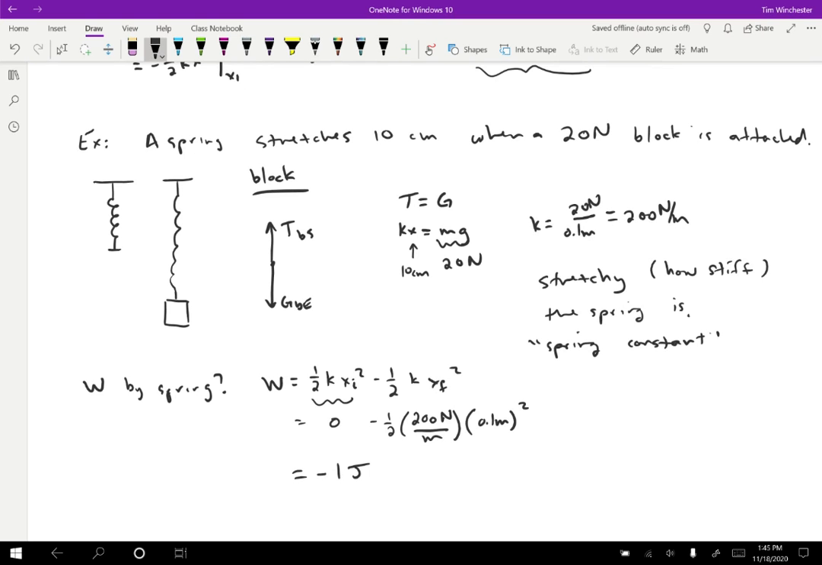That makes sense because the tension force is upwards and the block moved downwards. If we calculated the work done by gravity during that time, then we would get a positive number because gravity is downward and the displacement is downward as well.